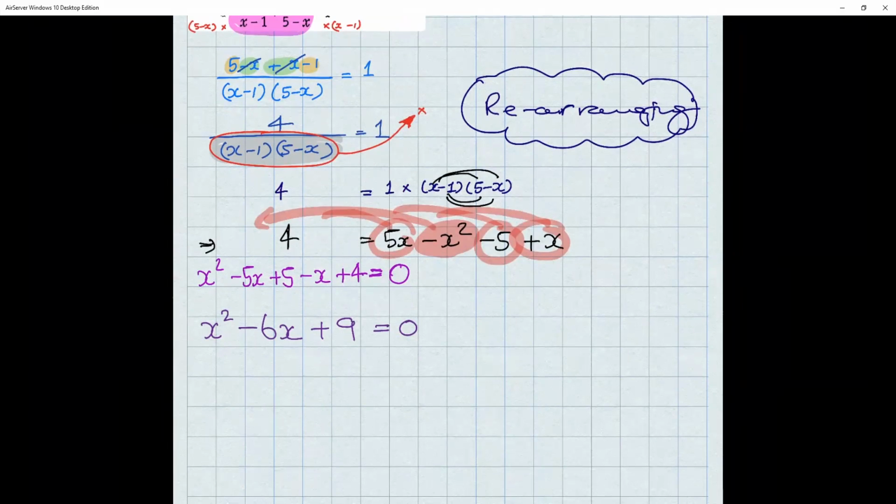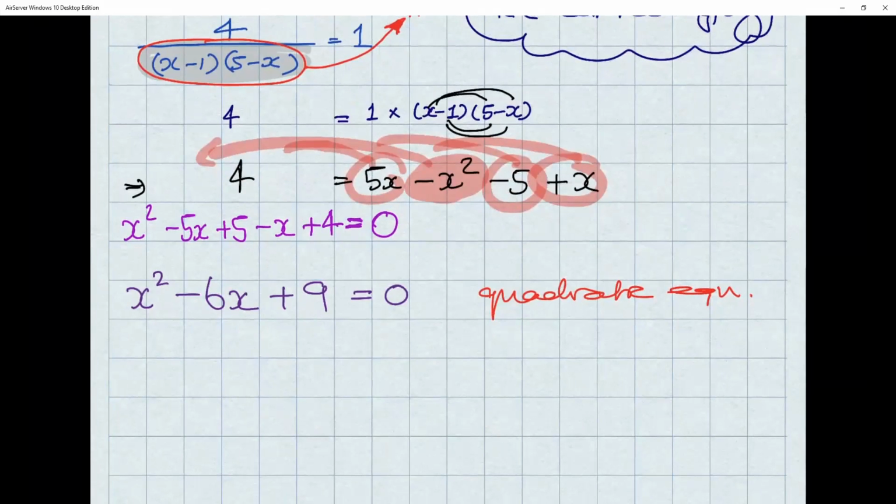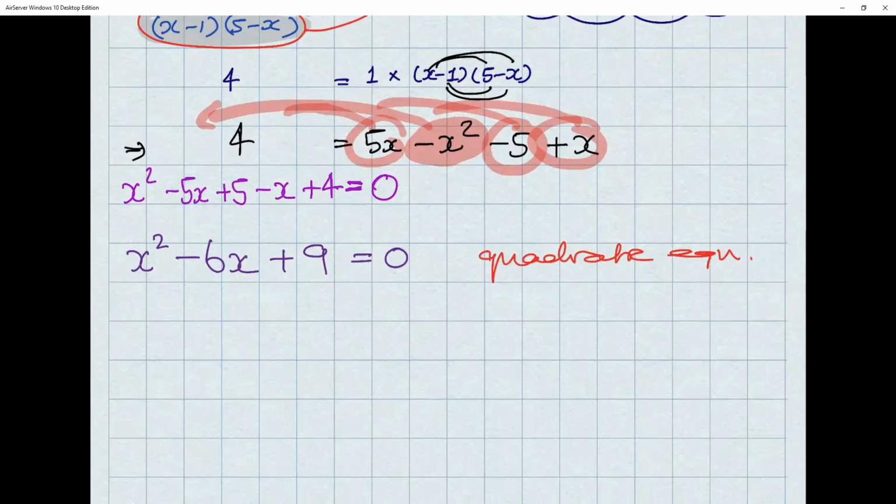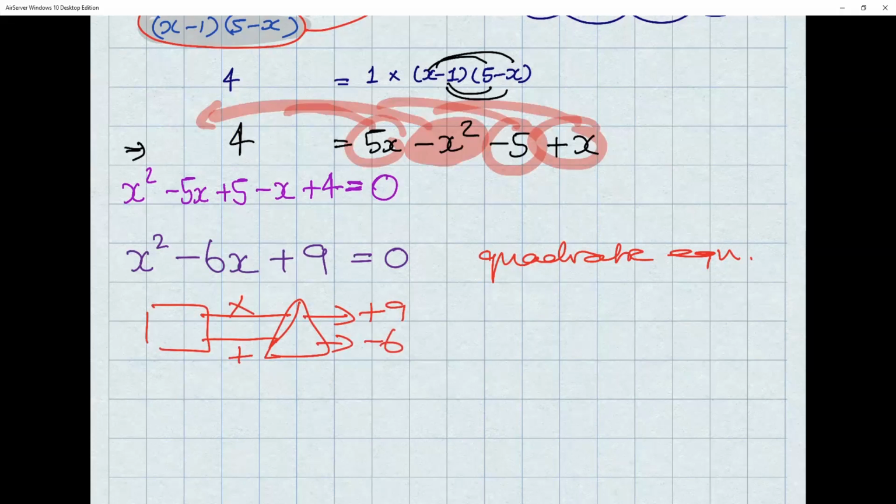So what type of equation is this? This is a quadratic equation. So we're looking for two numbers that multiply to give you the last number, which is plus 9. And then what, Salia? You have to add up to give us which number? Minus 6x, the middle number. Lovely. Okay, let's have a look then.